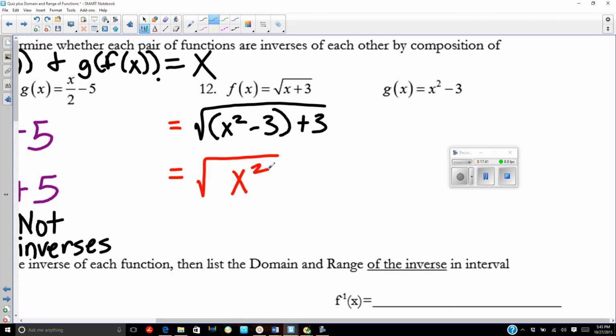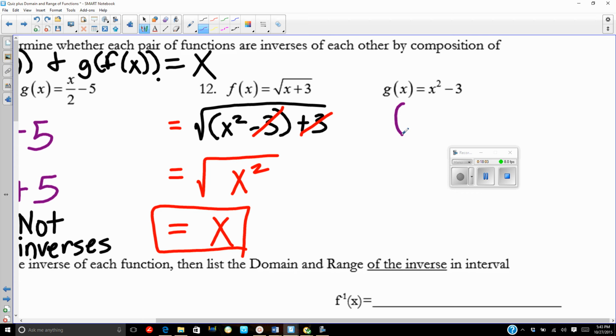The negative 3 and the positive 3 just cancel. And before you take the square root of anything, get rid of your like terms. So now we can take the square root of x squared. Of course, the square root of x squared is x. And then let's go the reverse way to see if both are true.